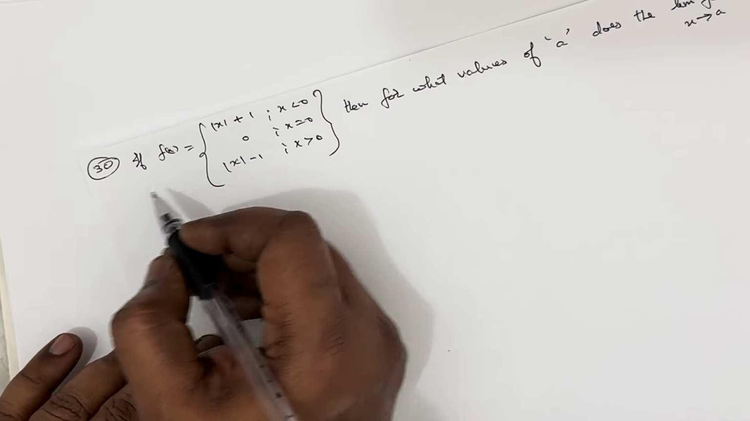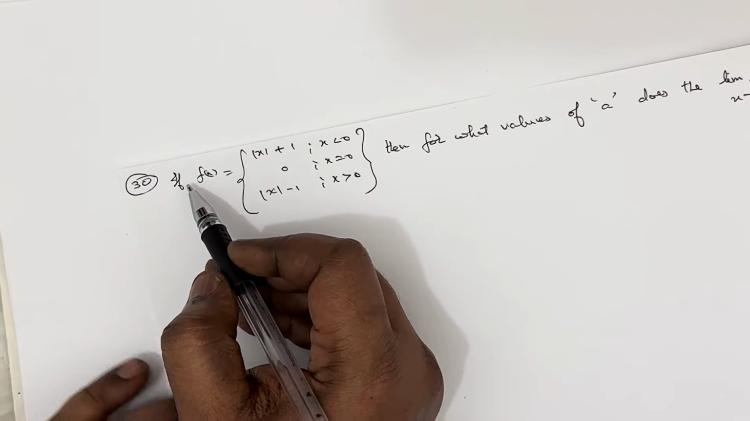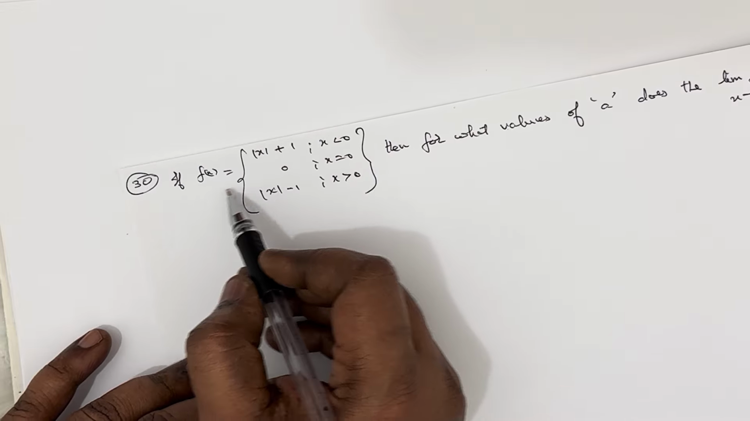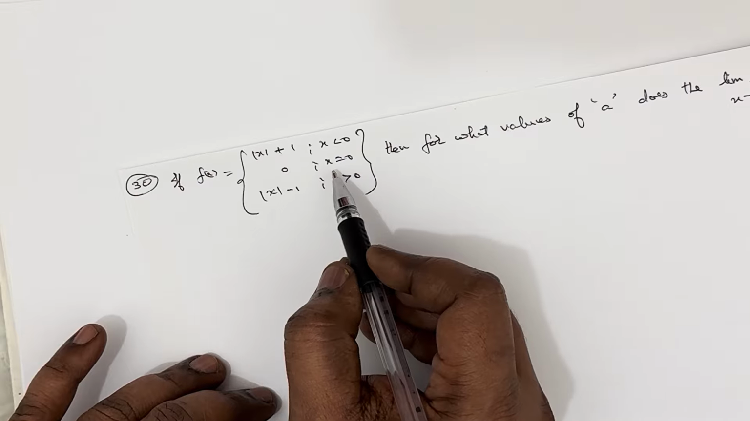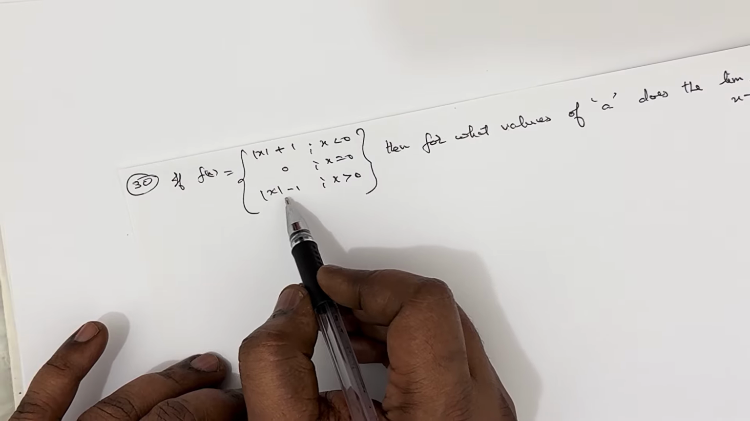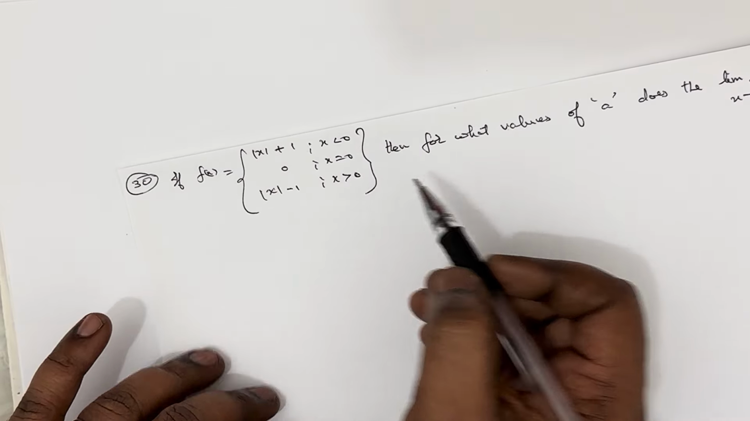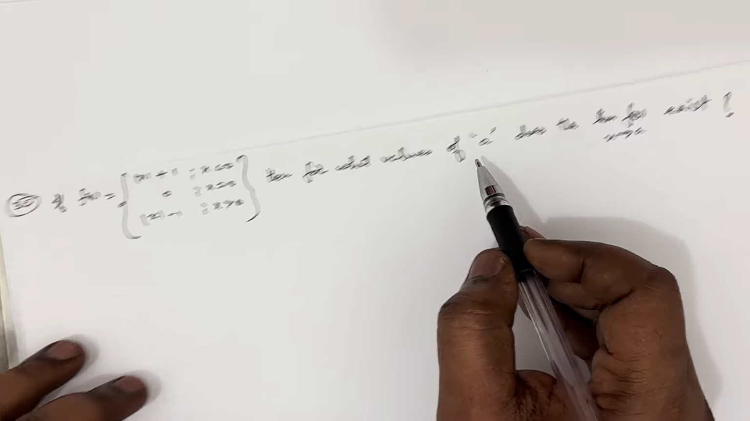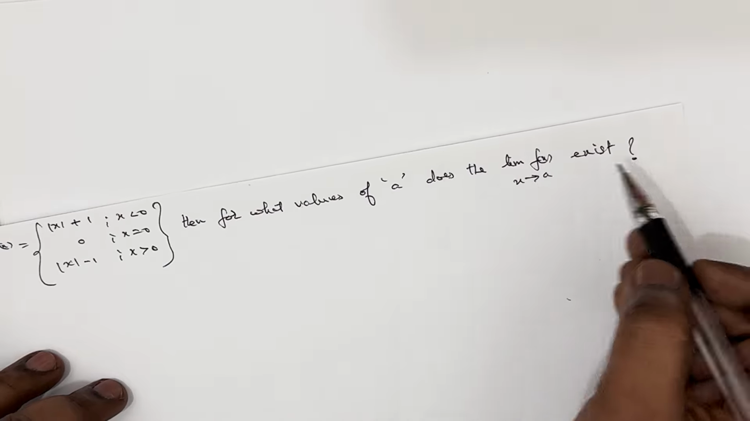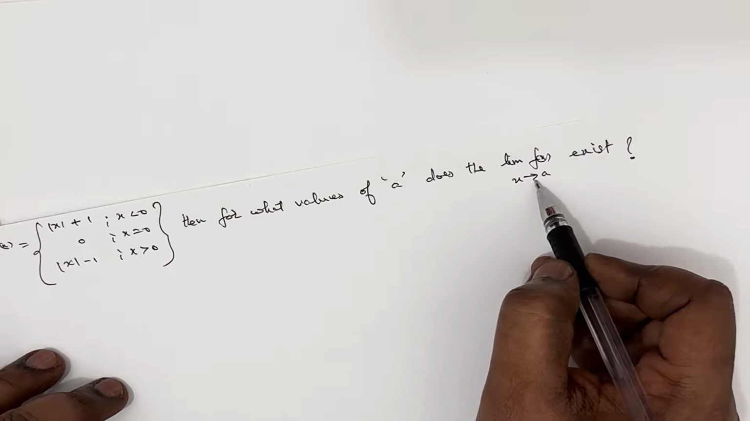Now let's do the 30th problem. That is, if f of x, the function, is mod x plus 1 when x is less than 0, or 0 when x is equal to 0, and mod x minus 1 when x is greater than 0. We have three functions, okay? Then for what values of a does the limit exist when x is approaching a?